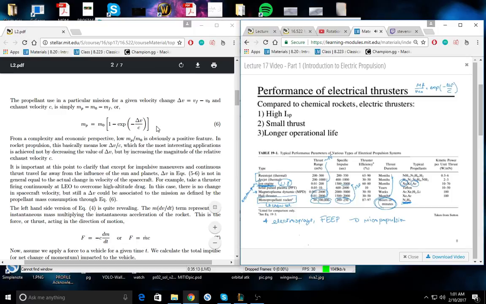Any questions? Yes? Sorry, what's the thing written next to ion engine? Oh, this is just that it's going to be the topic of lecture 18. Oh, okay. Thank you.